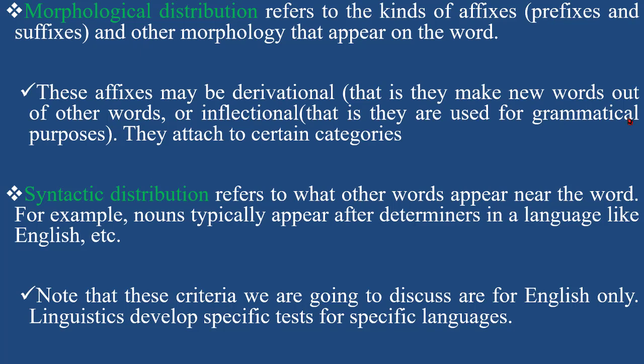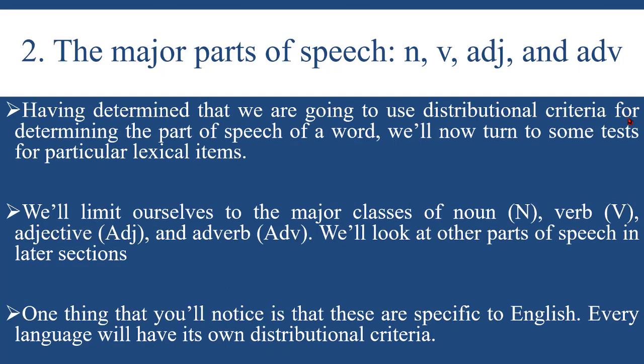And then we have syntactic distribution, which refers to what other words appear near the word. For example, nouns typically appear after determiners. Their syntactic distribution has to do with what comes after what, in a language like English, for example. Note that the criteria we are going to discuss are for English only. Linguists develop specific tests for specific languages. And then we have the major parts of speech. We are going to see nouns, verbs, adjectives, and adverbs.